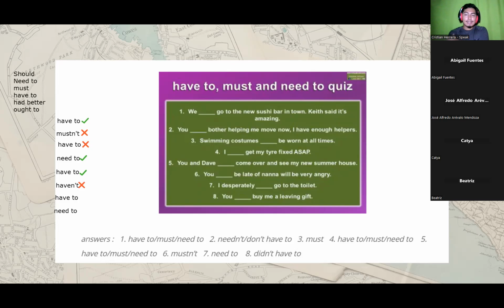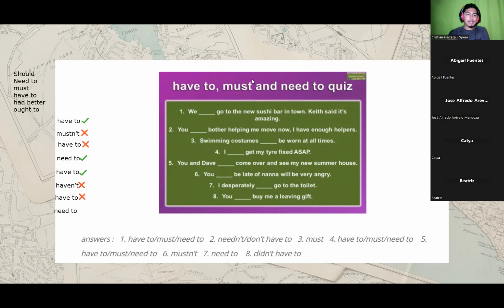Then, guys, example number 7, the possible answer is need to. Imagine going to the toilet, guys, is a necessity, not an obligation, right? Remember, going to the toilet is a necessity. That's why the right answer is need to, okay?